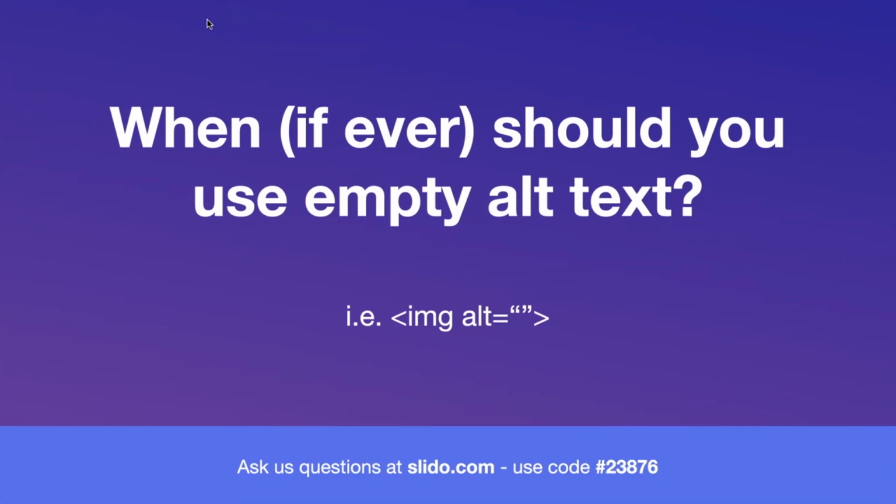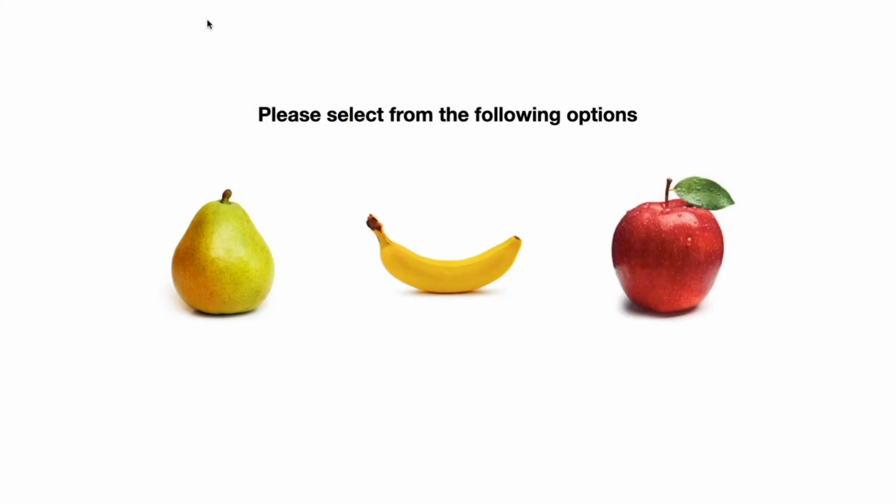But why would you do that? Why is that important? Well, let's just quickly recap what alt text is actually for. So this is an example of, say, 3 images in a fictional menu where you might ask someone to select from the following 3 options. And in this case, you're asking someone to pick between 3 images.